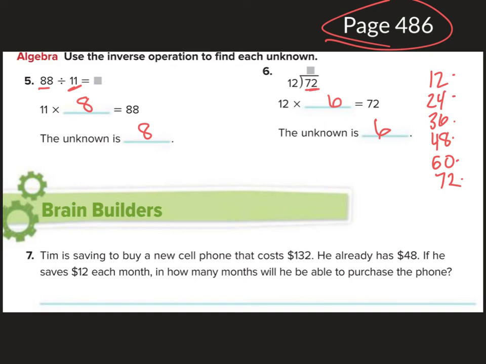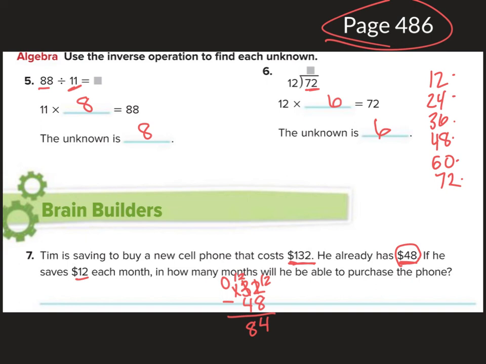All right, so our quick brain builder here. Tim is saving to buy a new cell phone that costs $132. He already has $48. If he saves $12 each month, in how many months will he be able to purchase the phone? So first off, if I know it costs $132, I need to take away the $48 he already has. So if I'm subtracting that, then I would have 12 minus 8 is 4. 2 minus 4, can't do that. 12 minus 4 is 8. So he still owes $84.